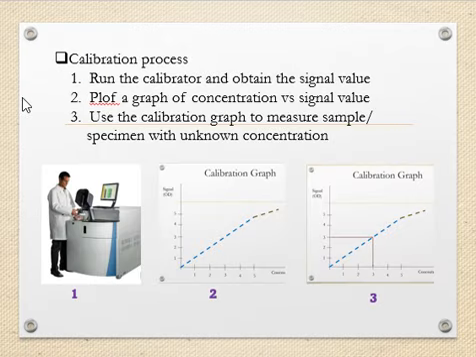So for the calibration process, as I have mentioned before, we just go through again. First, we need to run the calibrator and obtain the signal value. Then we plot a graph of concentration versus the signal value and use the calibration graph to measure a sample or specimen with unknown concentration.